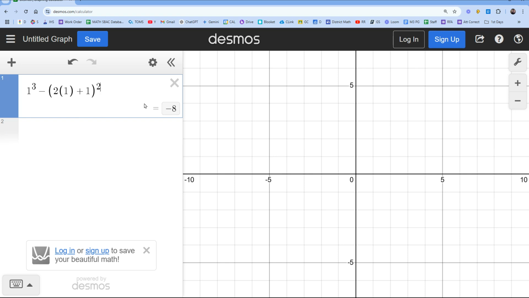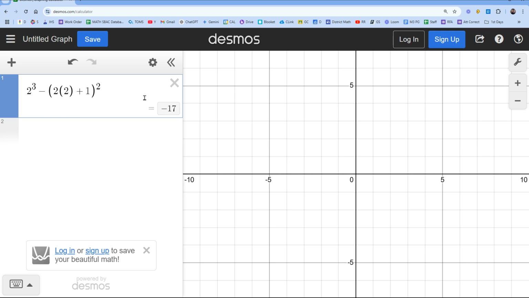And I get -8. Now I'm going to do the same thing for A2. I'm going to set this up, but wherever I see a 1, I'm just going to type in a 2. Same step. So there's a 2. This one will be 2, and the next one will be -17.